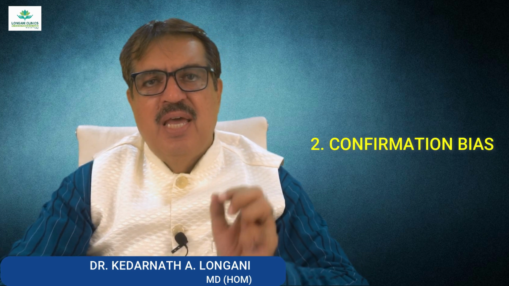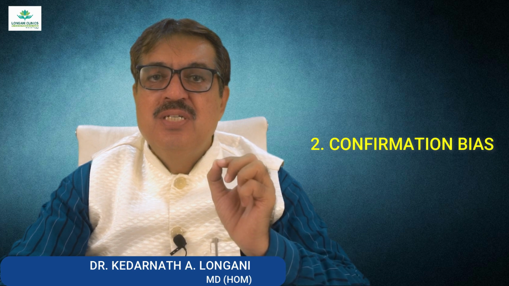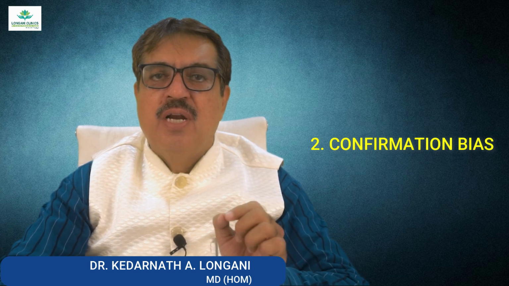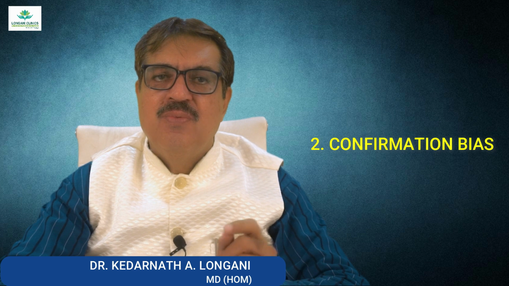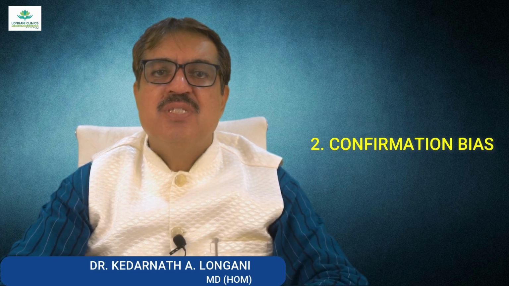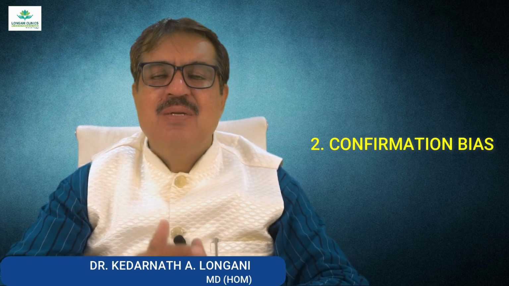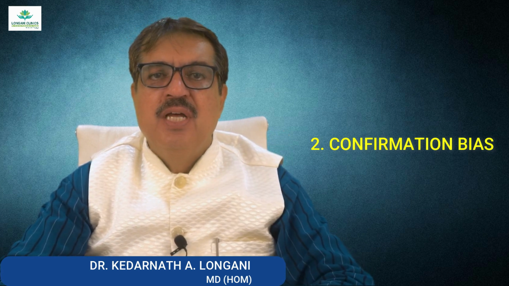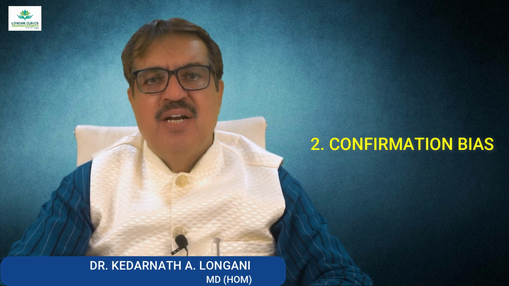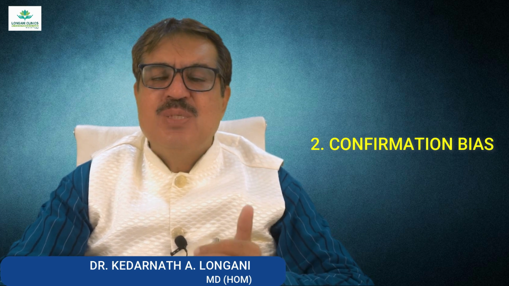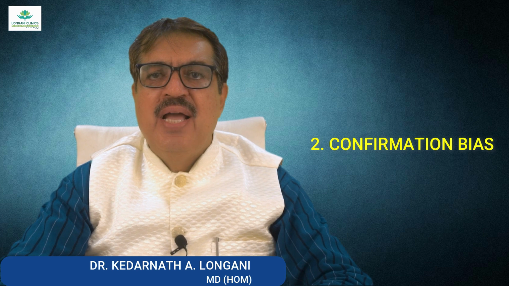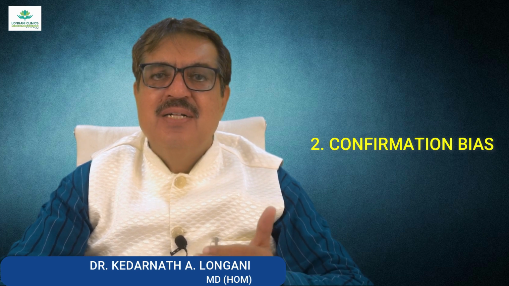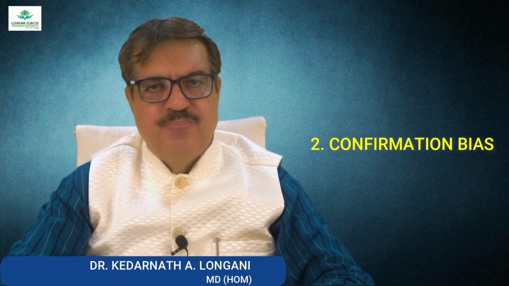Number 2. Confirmation bias happens when researchers seek or interpret data in a way that confirms their pre-existing beliefs or hypotheses. Now see the example. Ignoring data that contradicts the expected outcome while emphasizing data that supports it.